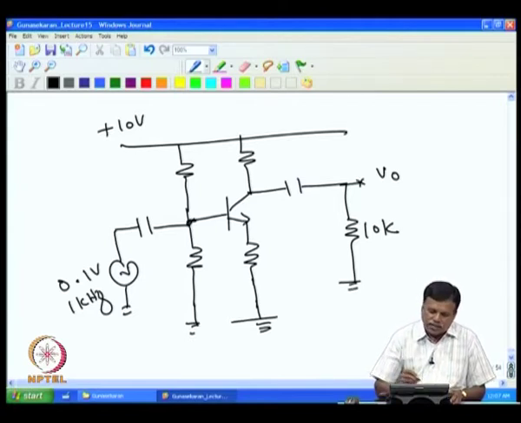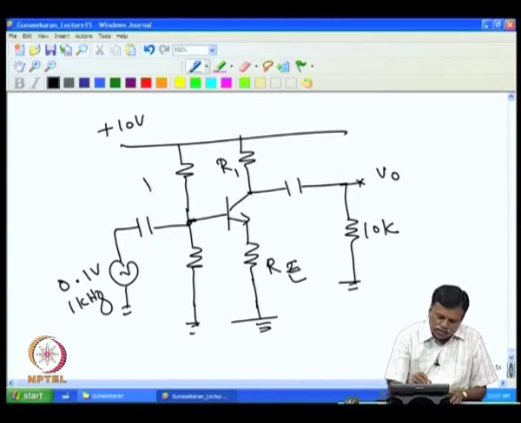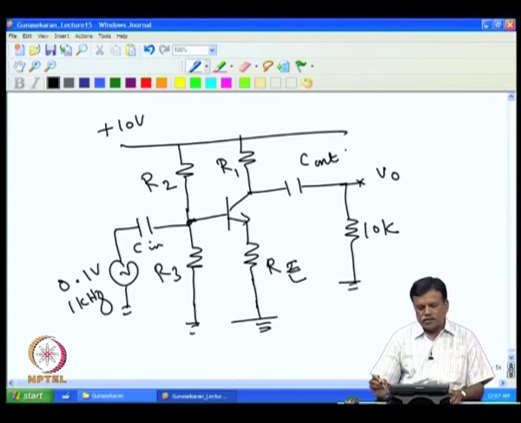And the only thing is we have to decide on these resistances. Resistance values, say I will take it as R1, R2, or I will call RE. Then this is R2, then R3, and then we have C input capacitor, C output capacitor we have. This one.